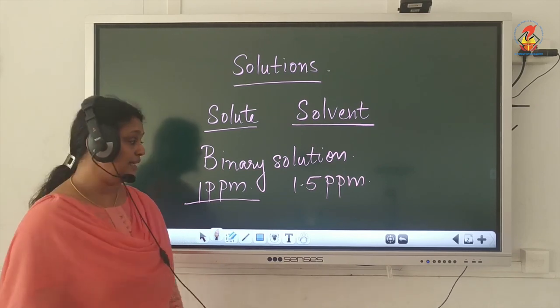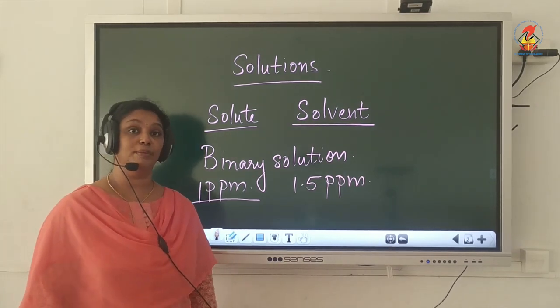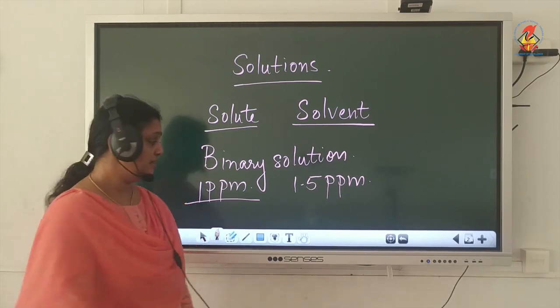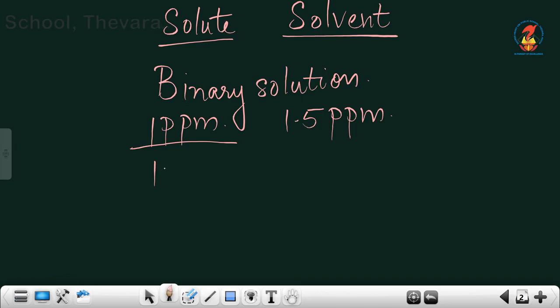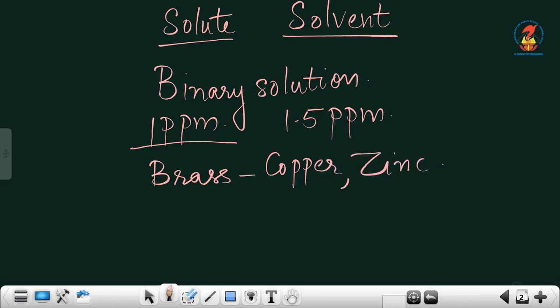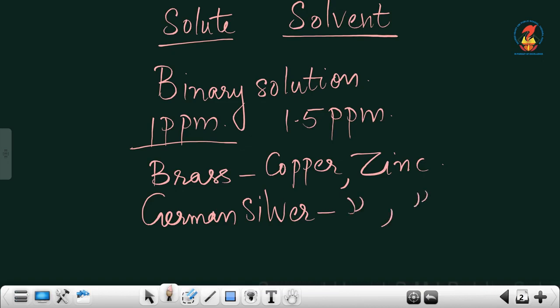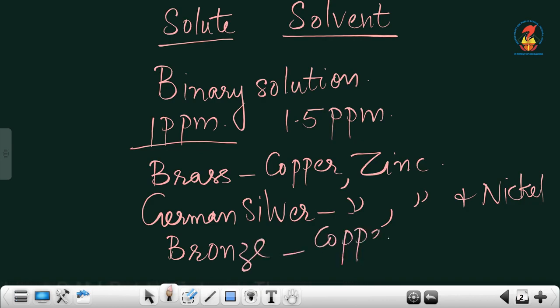Also, we have alloys like brass, bronze and German silver. We know that brass is an alloy of copper and zinc. Then German silver is an alloy of copper, zinc and nickel. And bronze is an alloy of copper and tin.